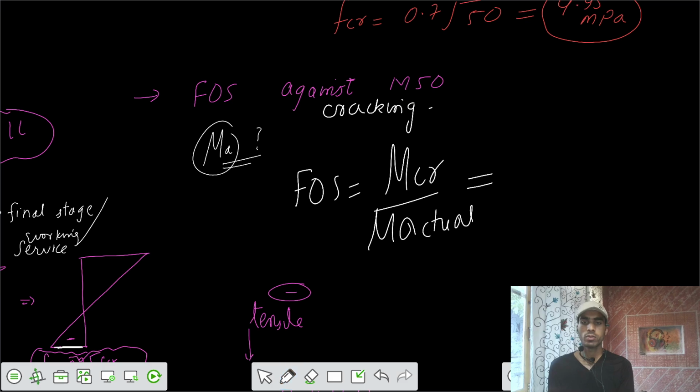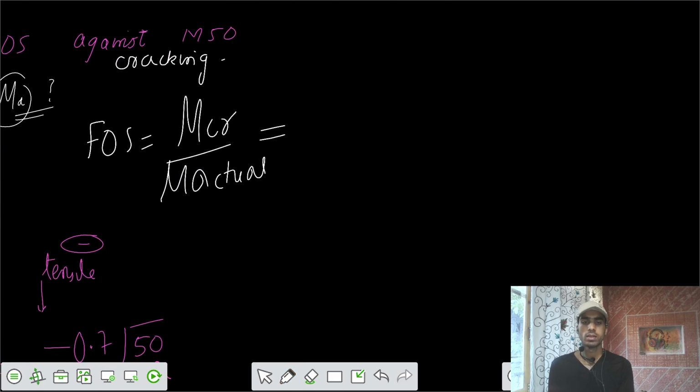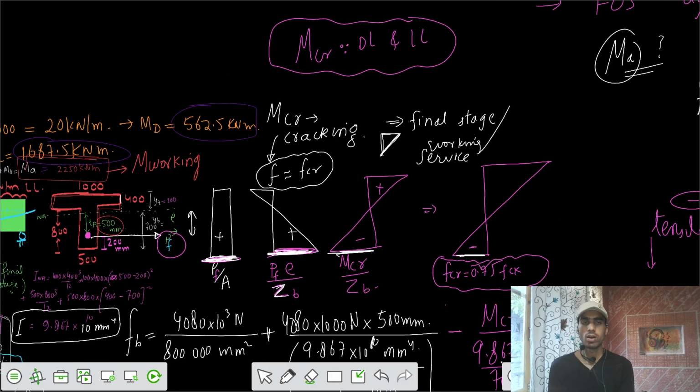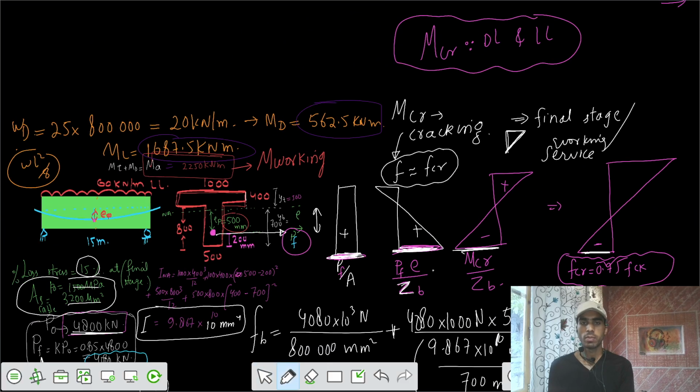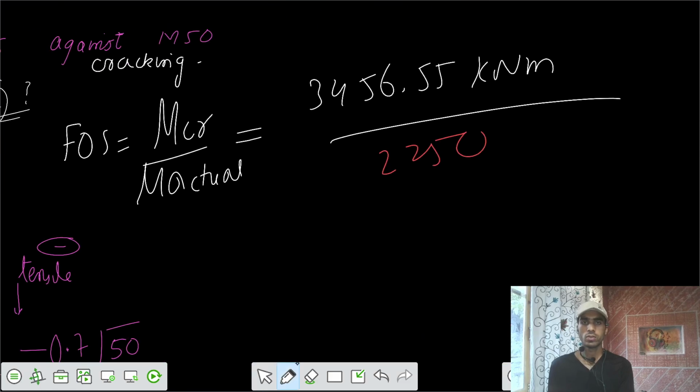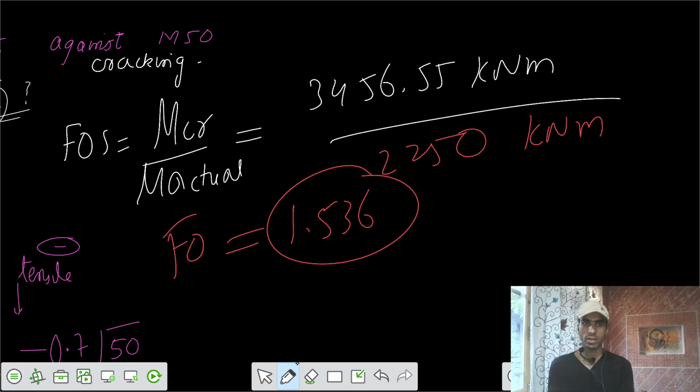So your cracking moment we got is 3456 kilonewton meter, divided by the actual moments what we have on the working stage. That is the working moment we applied on the beam. Working moment was the sum of these two, dead load plus live load, 2250. So your factor of safety is almost 1.5. 1.536 is your factor of safety.